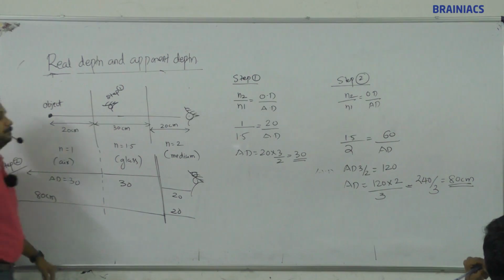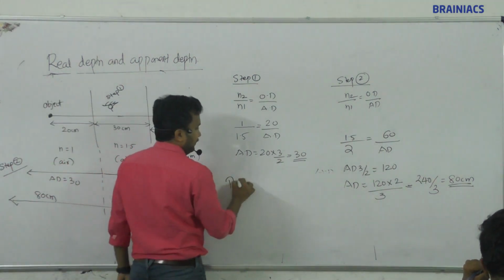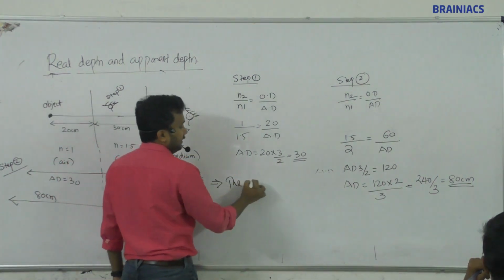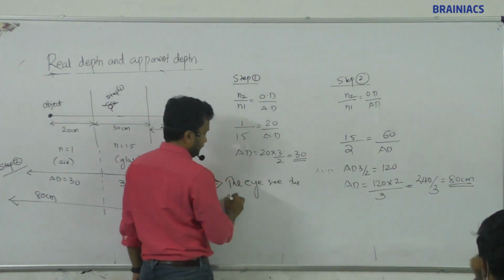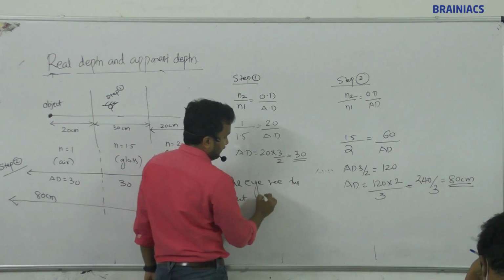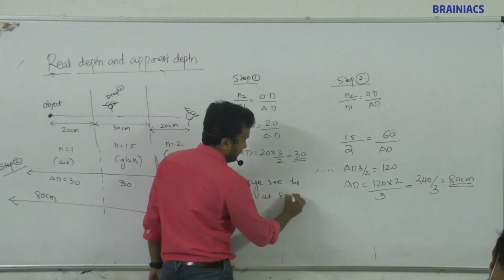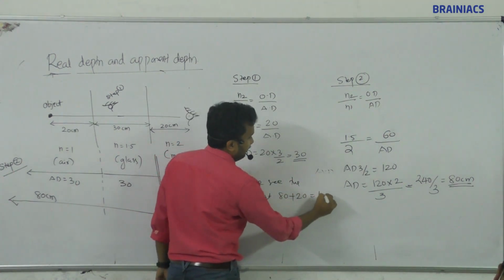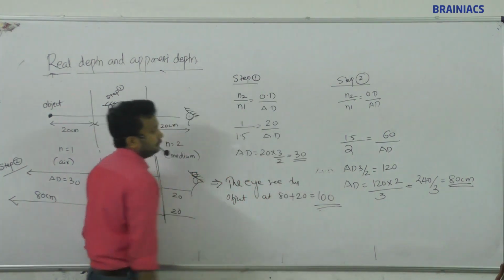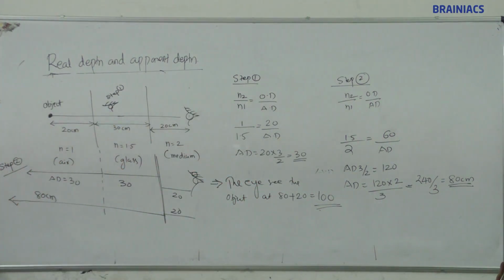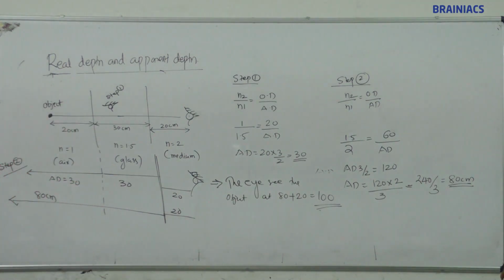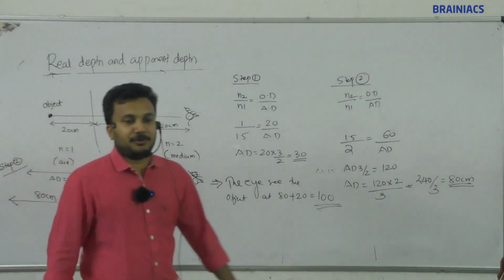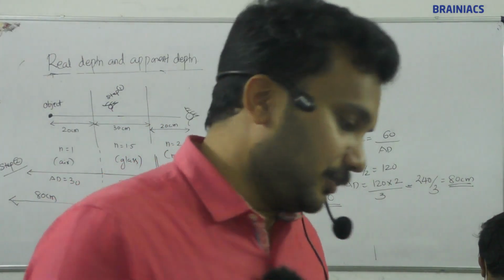So 80 plus 20 is equal to 100. Okay, maybe some of you have forgotten to add 20, right? Some of you forgot to add 20, that's why you got 80.